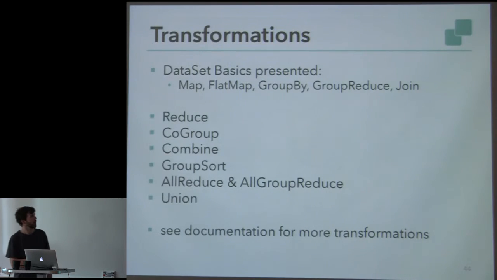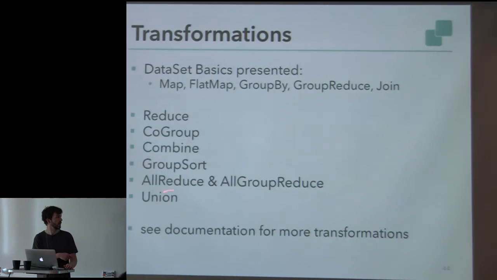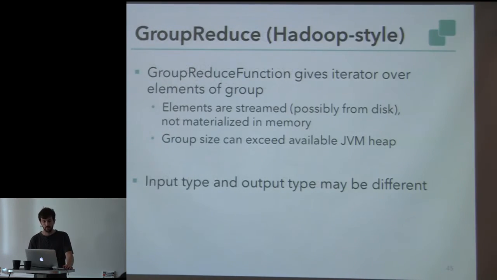So we only talked about basically these operations, and in the exercises we didn't cover more, but there are actually more in Flink. So we have this Hadoop-style reduce, where you just return one value. You have the co-group, and of course we have support for combiners and special support for grouping groups, and the union operator, like you know from SQL.